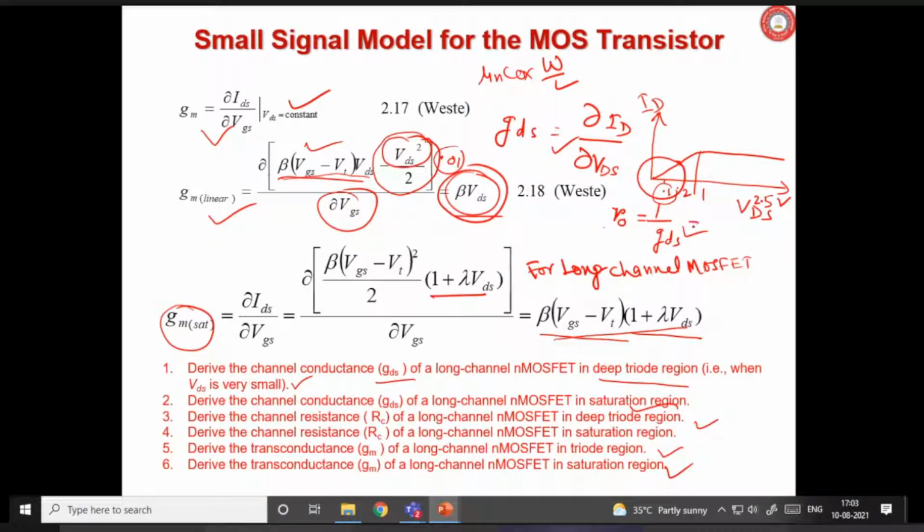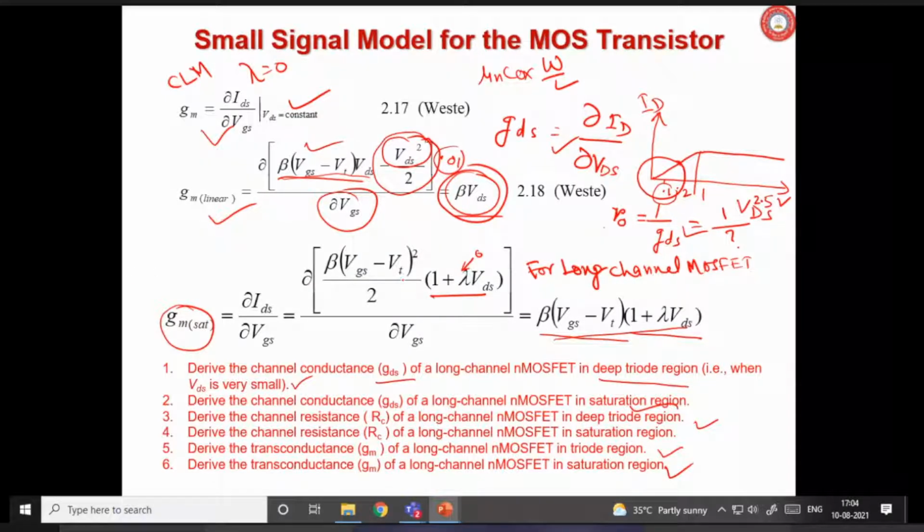What is delta ID by delta VDS? Tell me, 1 upon, what is this value here? In the saturation region, what is the value of RO in a long channel MOSFET? In a long channel MOSFET, we don't have CLM, so lambda equals 0.